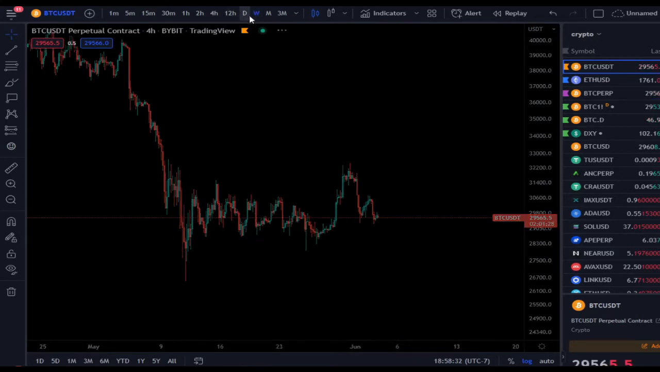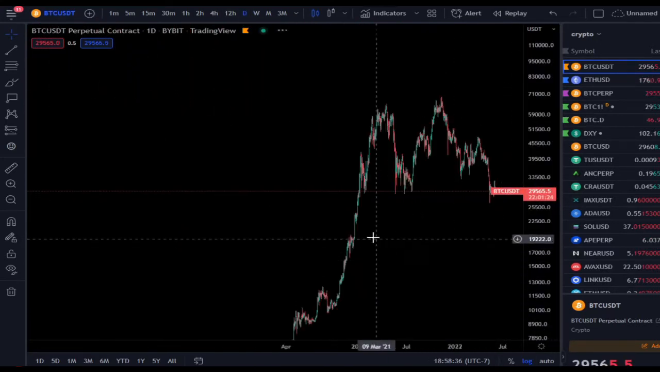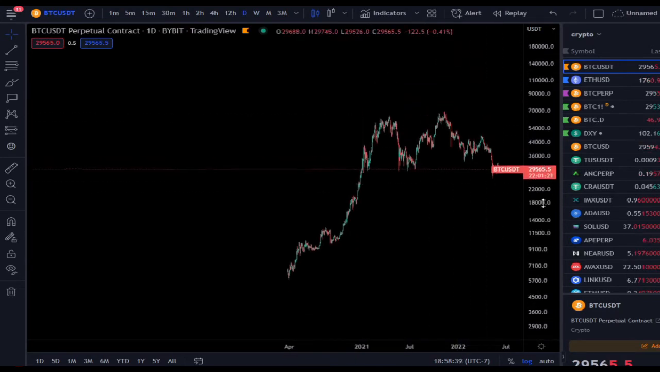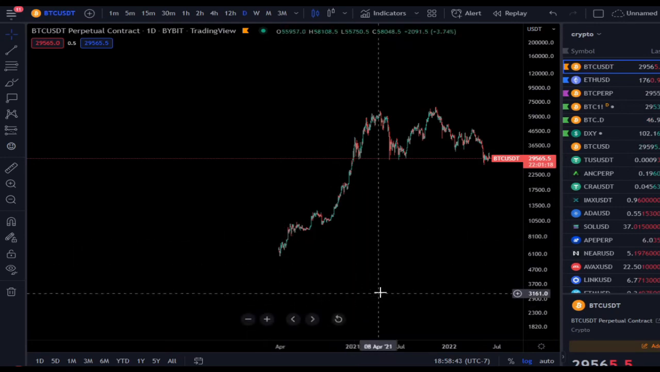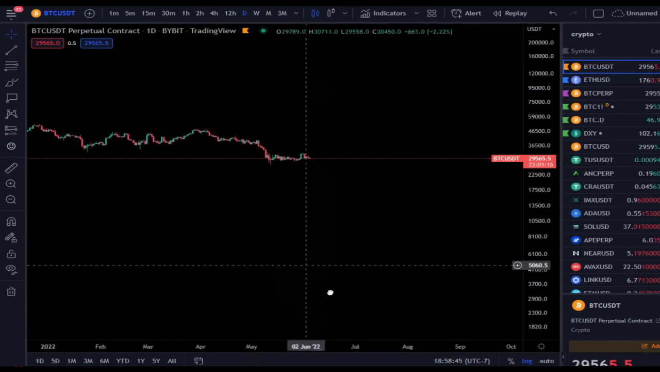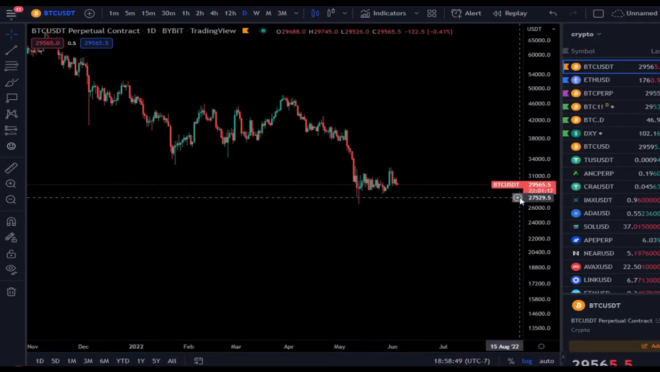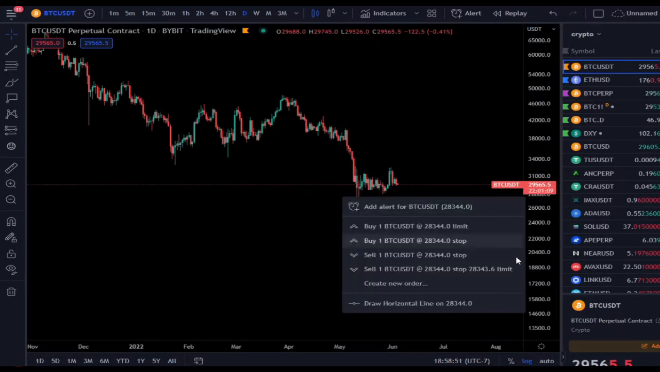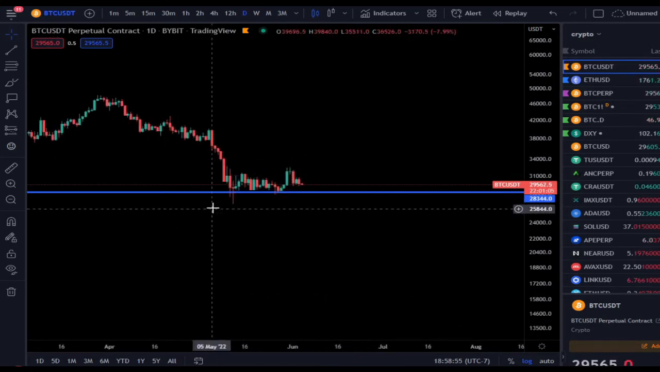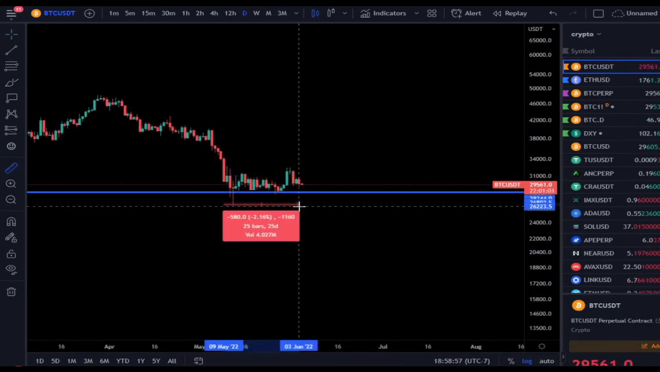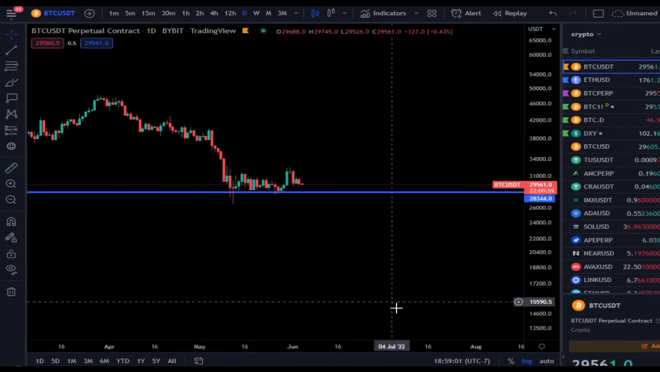So let's do a daily. Wow, this daily chart. April 20th, huh? All right, so you can see this consolidation, right? This is a big consolidation. It's just been sitting on this line over the past 25 days, almost a month. It's just been sitting there.